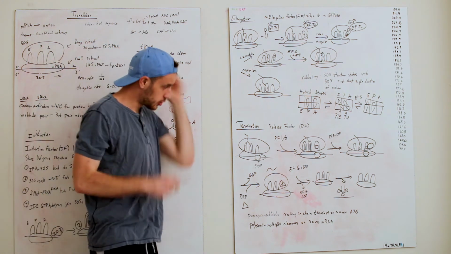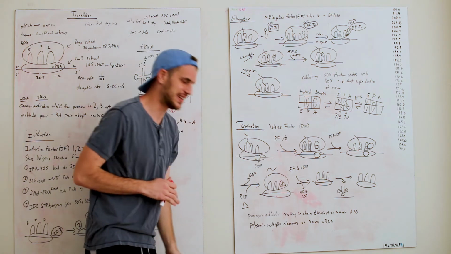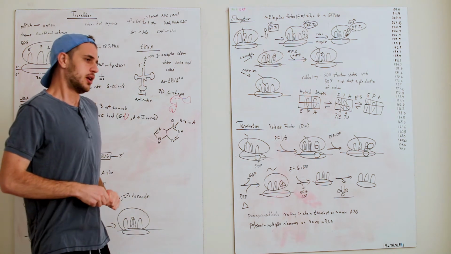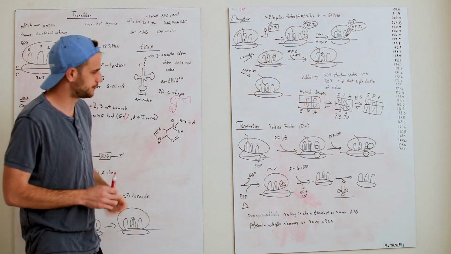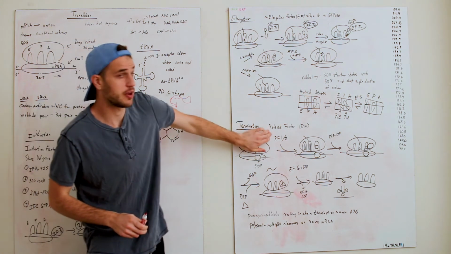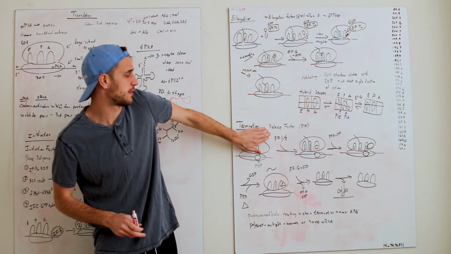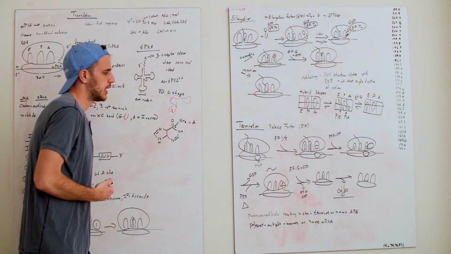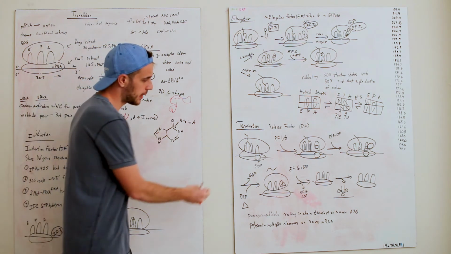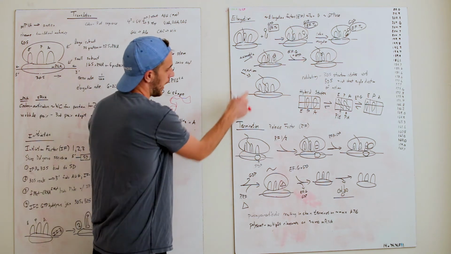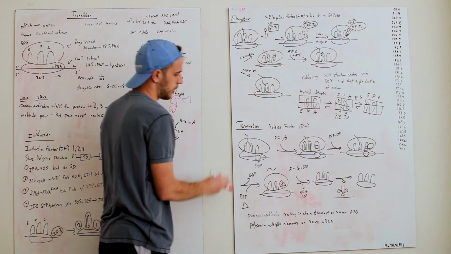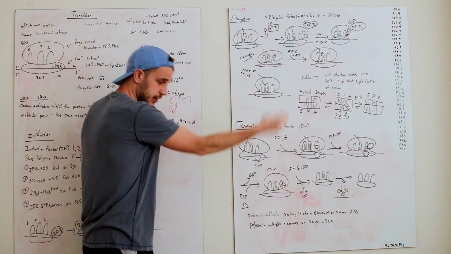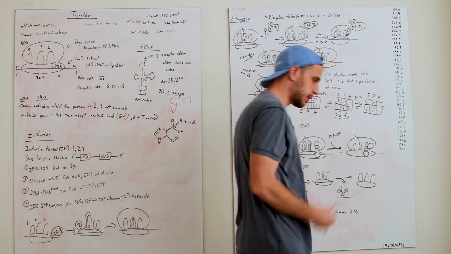Now, termination. We've got to end this thing. This termination is caused by release factors, specifically release factors 1, 2, and 3. So we have a structure like this, as shown here. And then we find a stop codon with this nascent peptide chain.